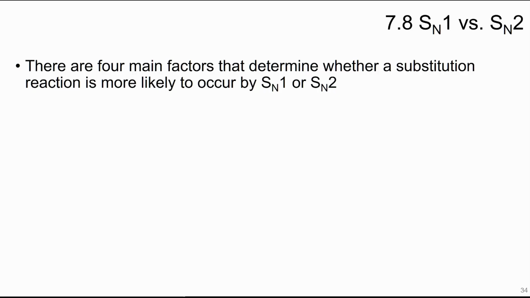So when you need to figure out whether a reaction is likely to occur via an SN1 reaction or an SN2 reaction, there are 4 things that you want to consider. The first is the substrate.